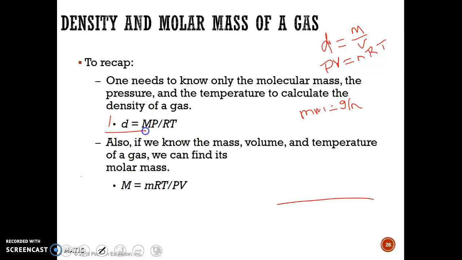So we can calculate the density of a gas. If we don't know the pressure, but we know the mass, volume, and temperature, we can also find molar mass by rearranging here. These equations will be given. I would not expect you to know them. But we can relate the stuff from 1102 back to 1101, is the takeaway message.